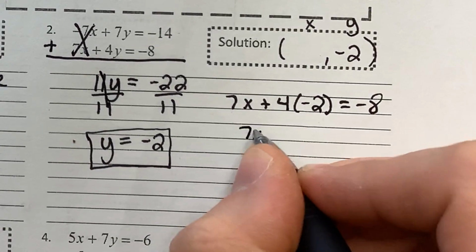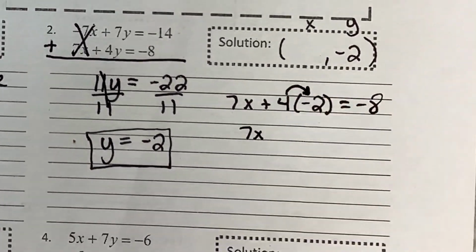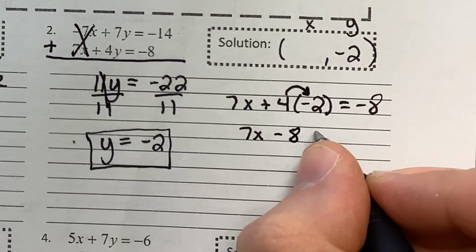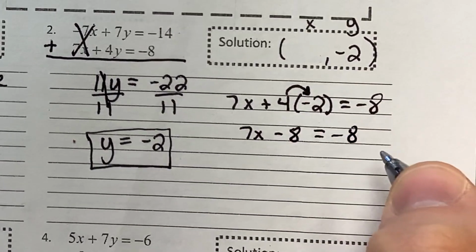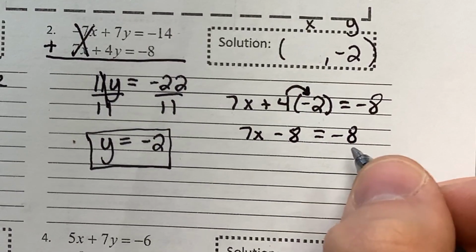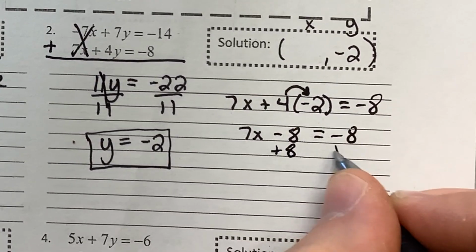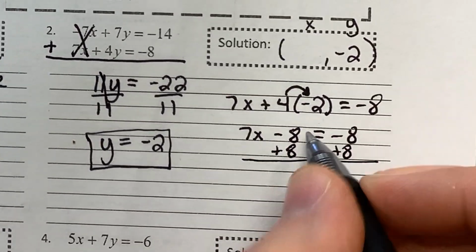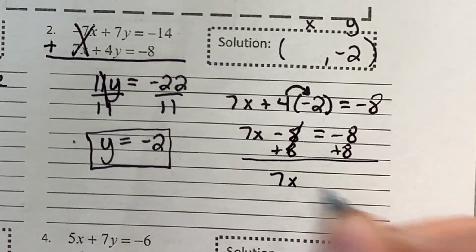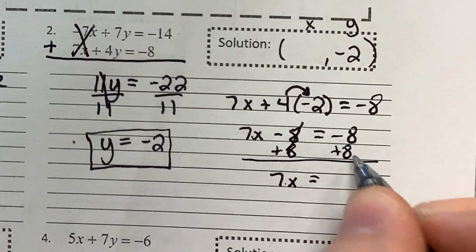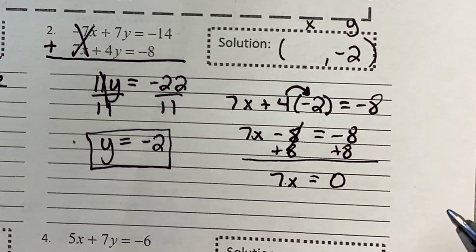So 7x I bring down, because I have these parentheses here, which means multiply. 4 times a -2 is a -8. Bring down my equal sign, bring down my -8. Now I'm going to solve this two-step. Move my constant. So I'm going to do the opposite, add 8 to both sides. Those cancel. I bring down my 7x, bring down my equal sign. -8 plus 8 is 0.